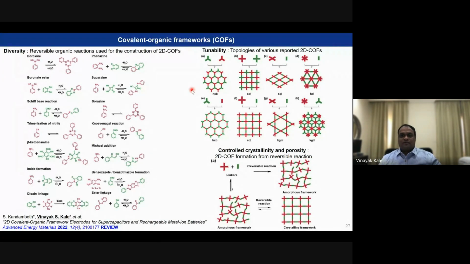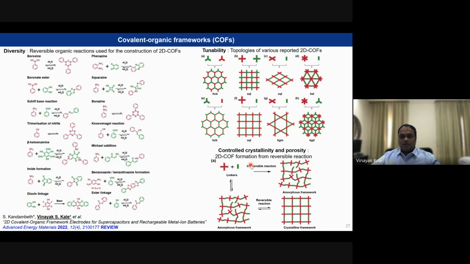The beauty of COF here again lies in the tunability: various topologies of COF we can make depending on the application or our choice. For example, honeycomb-like structure or the square or the kagome, hexagonal, or there are, as we can see here, different types of precursors we can use and stitch together, and we can make a heterostructure or the COF as per our application.